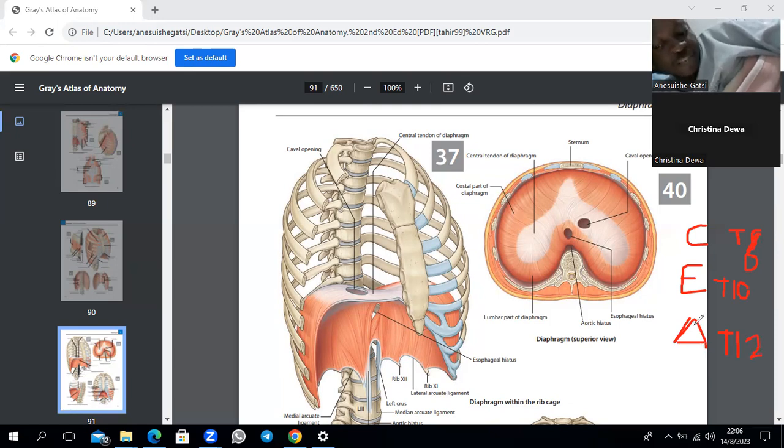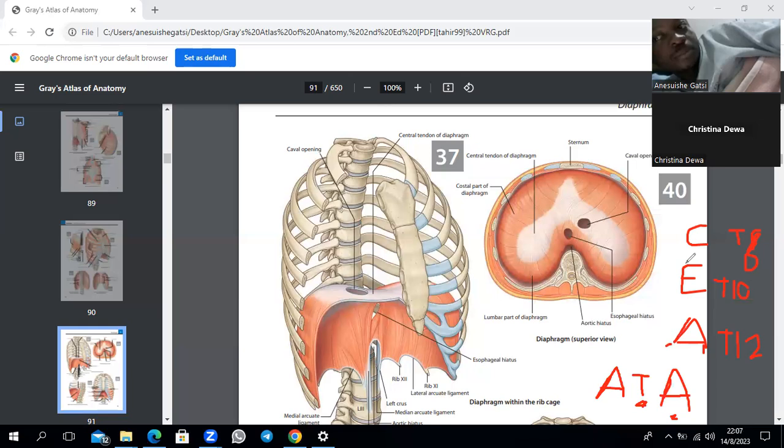The openings are self-explanatory. Aortic opening means the aorta passes through it. Esophageal opening, the esophagus passes through it. Cava opening, meaning the inferior vena cava passes through it. But those are not the only things that pass through those openings. For example, the aortic opening allows passage of things that you remember using the mnemonic ATA from left to right. A is the aorta, T is the thoracic duct, the other A is the azygos vein.